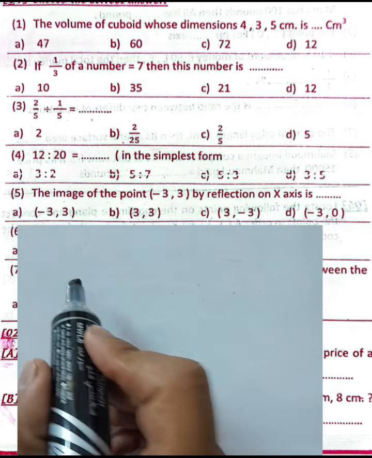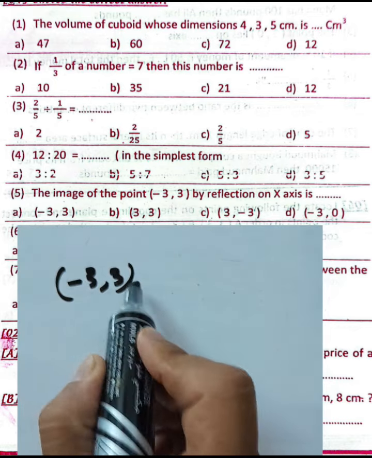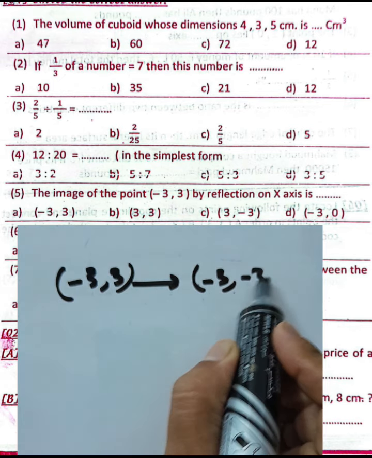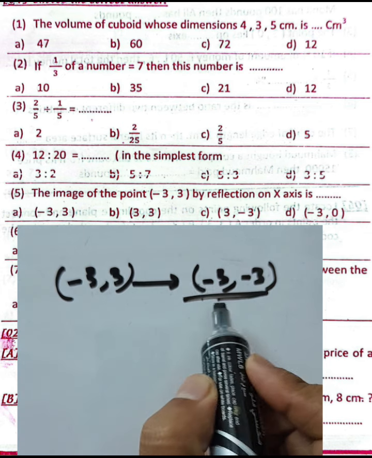Again, the point is (-3, 3). We want the image on the x-axis. Keep x and change the sign of y. That's the result: (-3, -3).